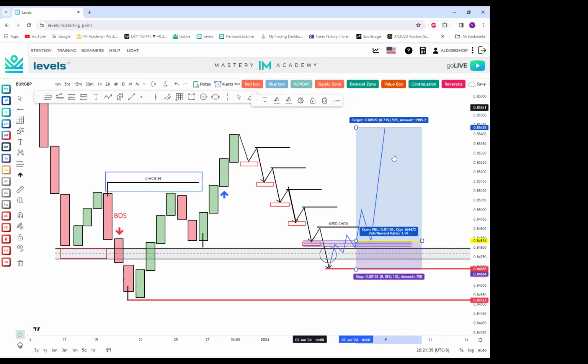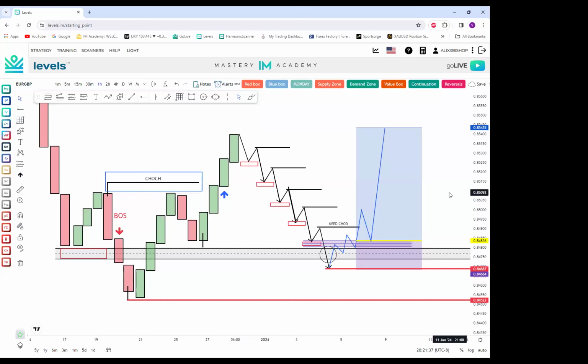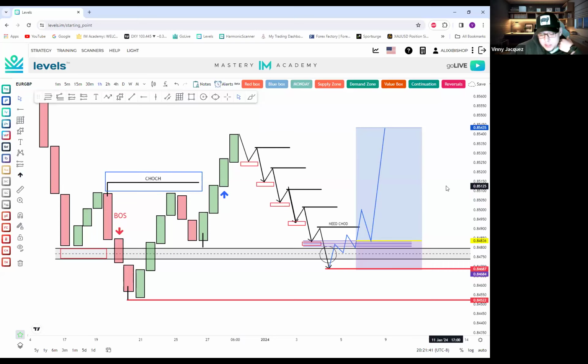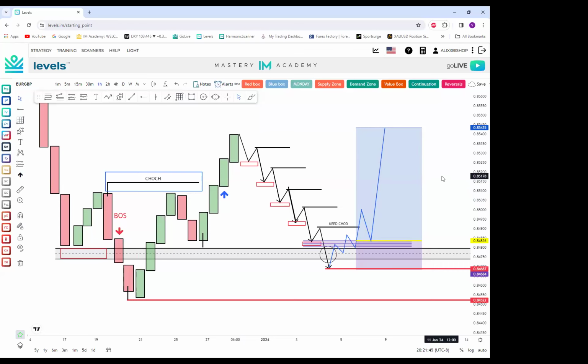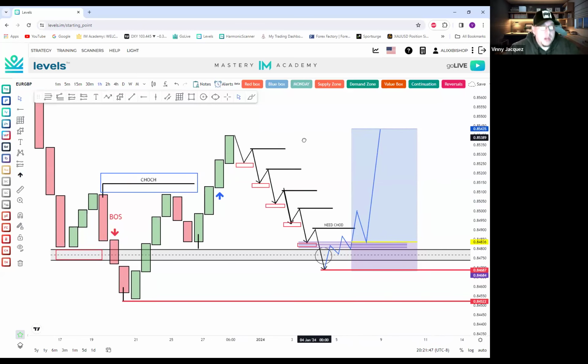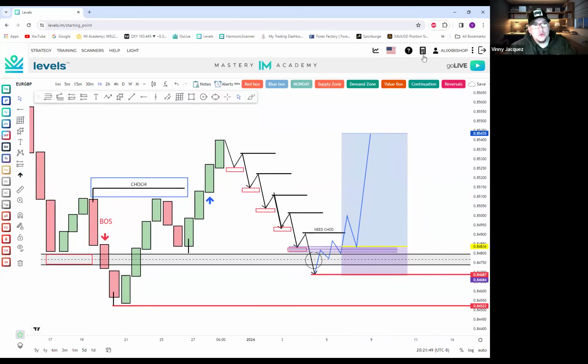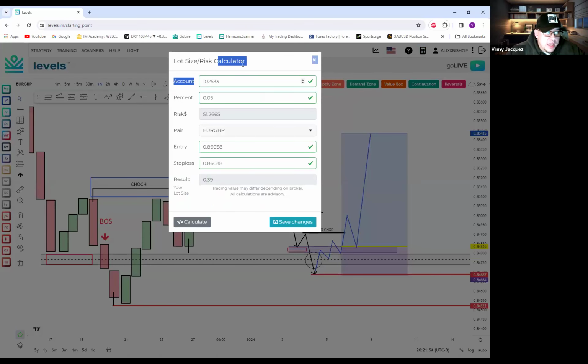Yeah. And what about the pips or the number that we put on the top of the modified? I'm sorry, say that again one more time. What about the pips or the lots? Okay, awesome. That's a great question. That comes to calculating your risk.